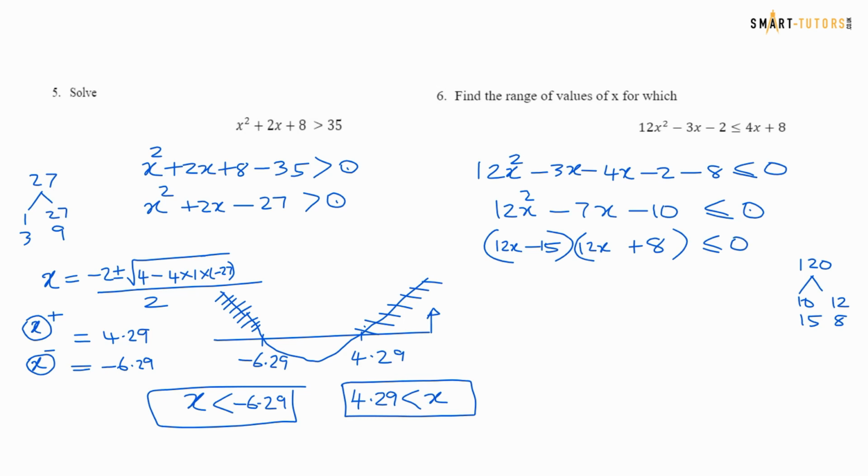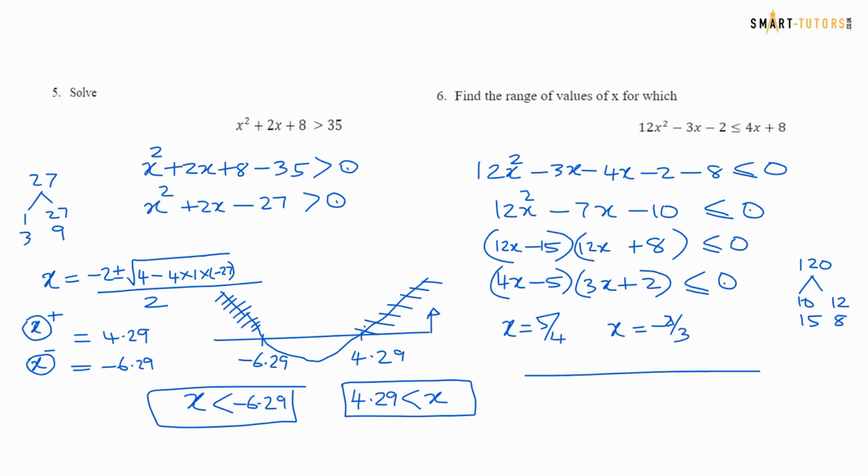So this one can be simplified by 3: 4x minus 5. And this one can be simplified by 4: 3x plus 2. That is the final factorization. Now x can be positive 5 over 4. X can be negative, minus 2 over 3.